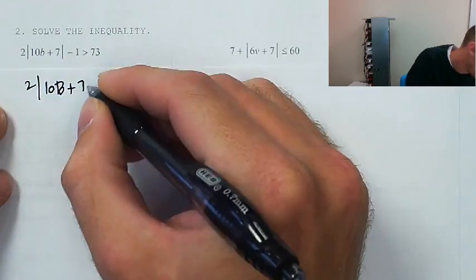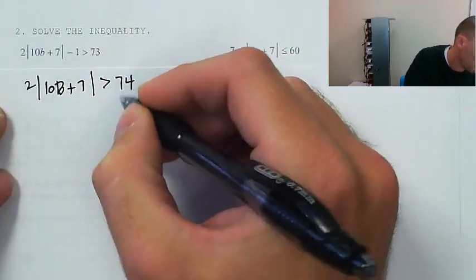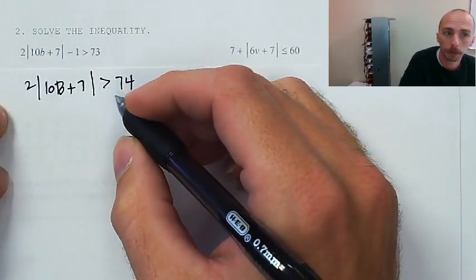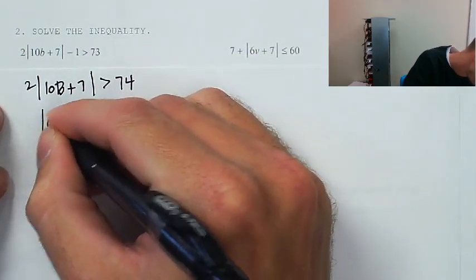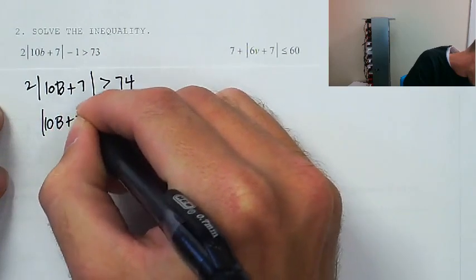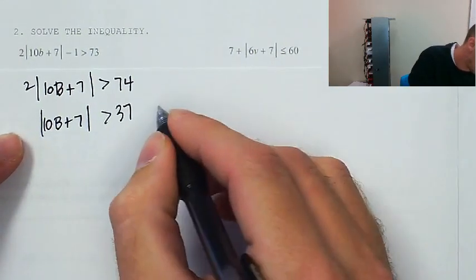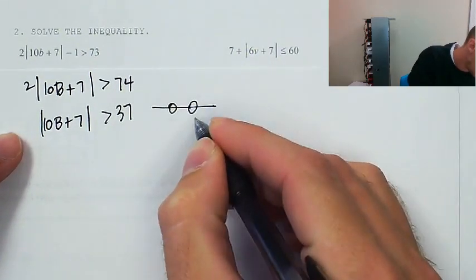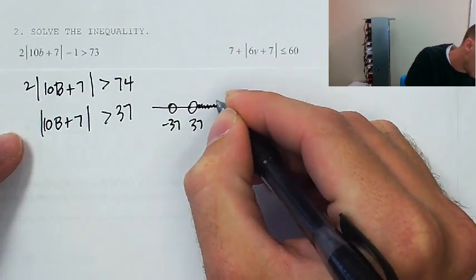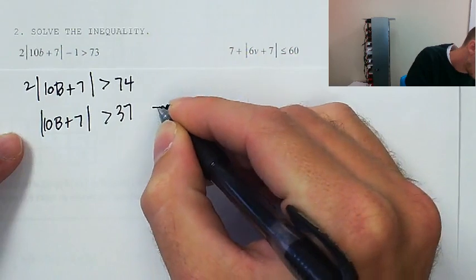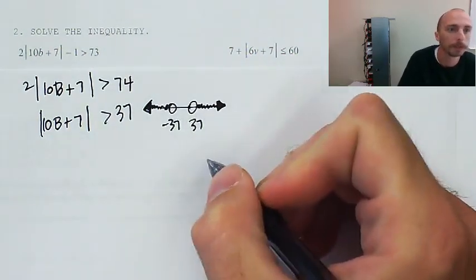I might use a capital B so I don't get confused with 6. That'll be 74. Okay, if I divide 74 by 2, that's going to be a little bit bigger than 35. That would be 37. Okay, so if the absolute value of a number is bigger than 37, it's all about 37 and negative 37, where the absolute value is bigger is over here, and over here where a number is more negative than negative 37.